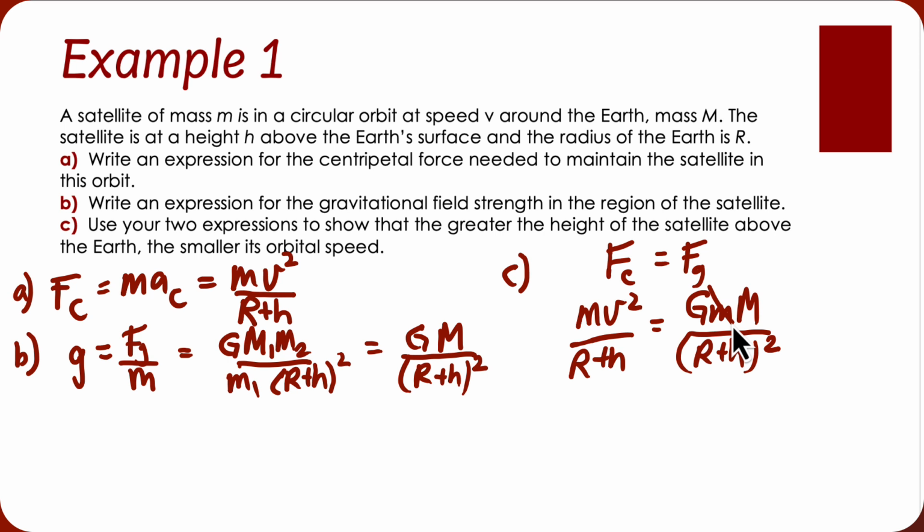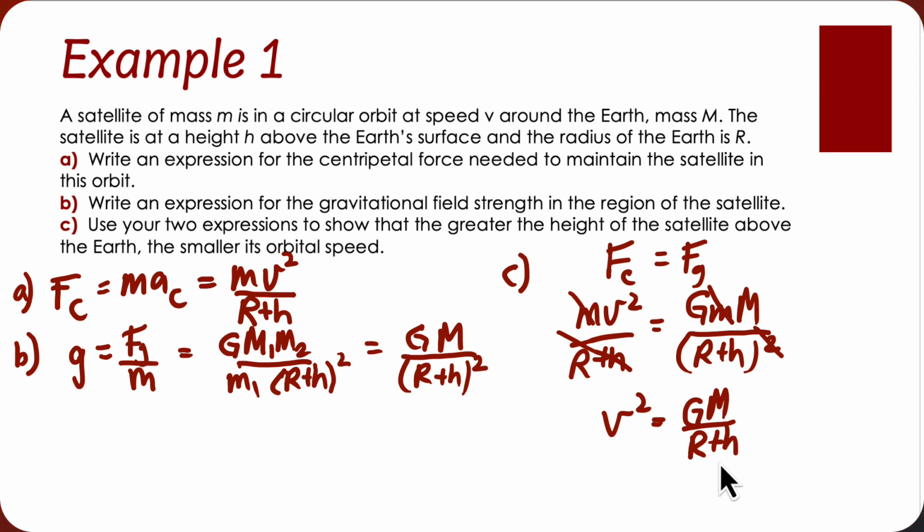So the masses of the satellite are going to cancel out here. And I need to rearrange this. I'm going to be able to cancel out this square and all of this. And now let me just clean up the algebra for v squared. So here's my speed, and notice the height above the Earth's surface is right here in the denominator.